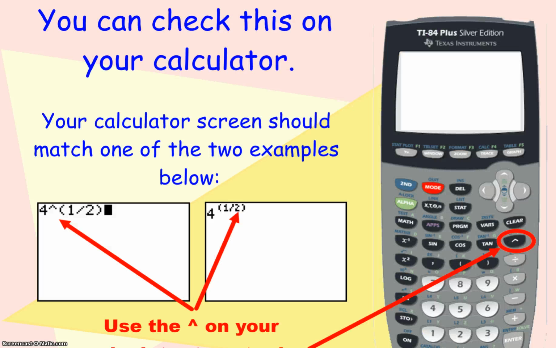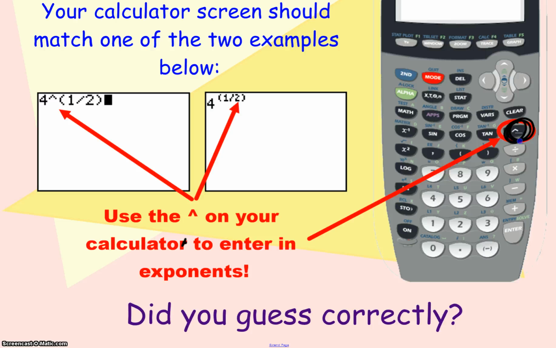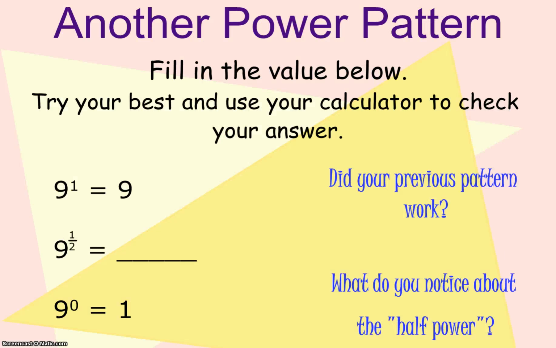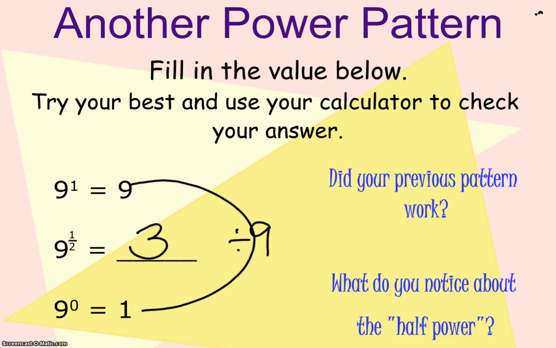Here is a review of how to do exponents in a calculator. Remember, you're going to hit this caret, and that'll make it into an exponent. So on your notes, here we go. It says, fill in the value below. Try your best to use your calculator to check your answer. So how did we get from 9 to 1? And it's going to be divided by 9. So what do you think 9 raised to a half is going to be? You should have said 3.